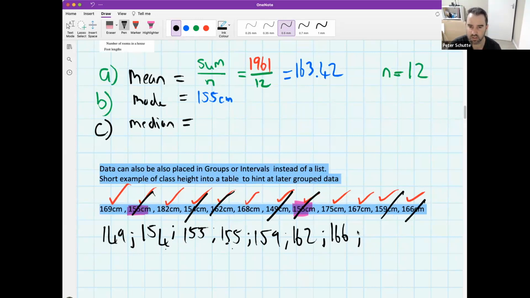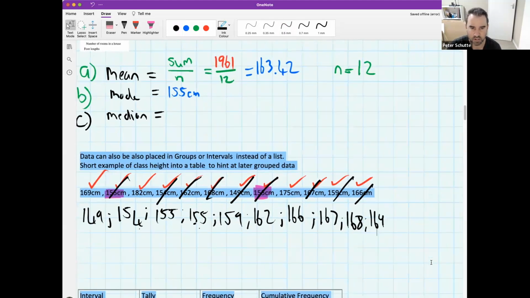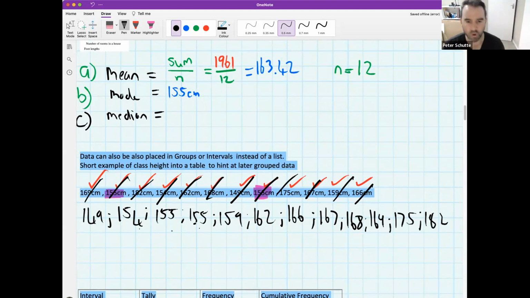166. What's left? 167 or 168 or 169. There's lots of people who are in the 160s, it seems. Then it's 169, and then what is next? It's 175 and 182. So let's just check. I've still got 12. 1, 2, 3, 4, 5, 6, 7. Okay, cool. So this is called ranking the data or ordering it from the smallest to the biggest.